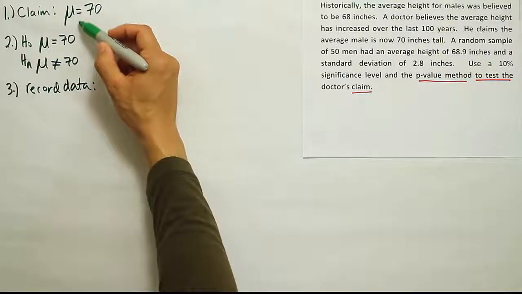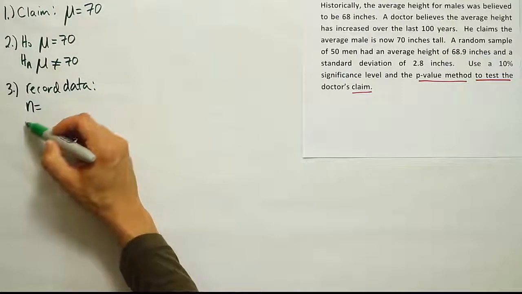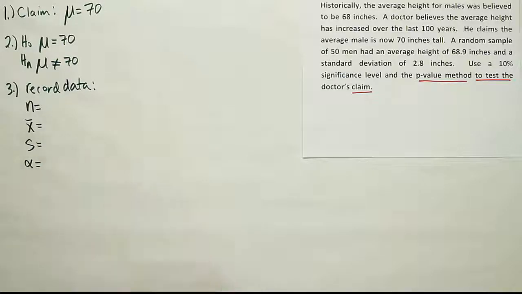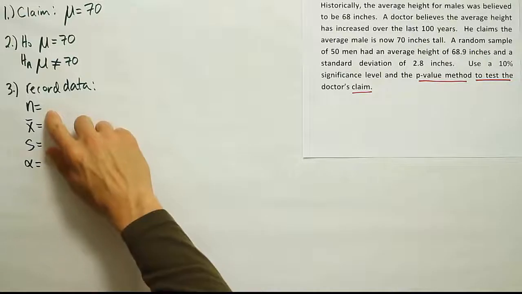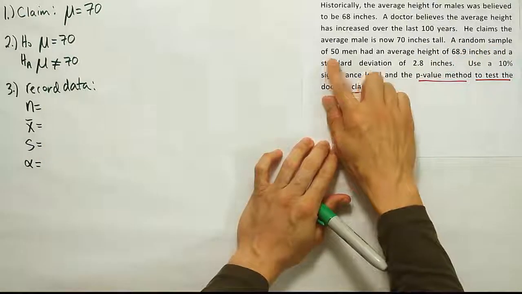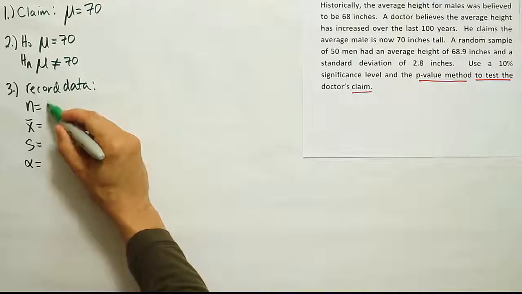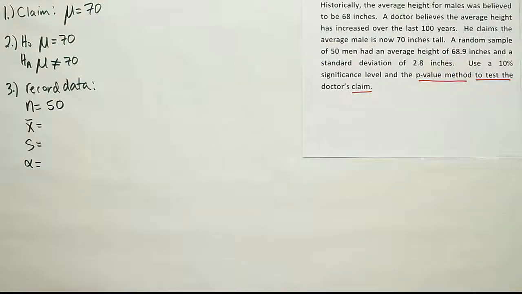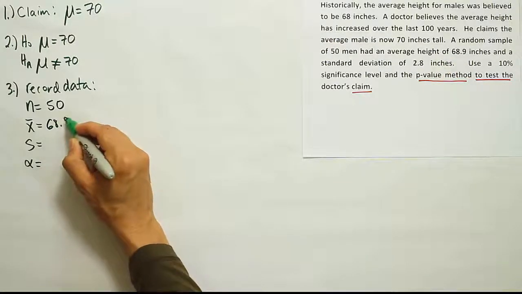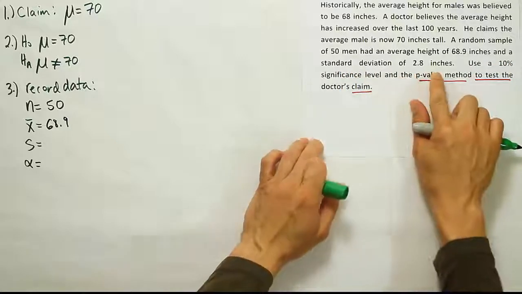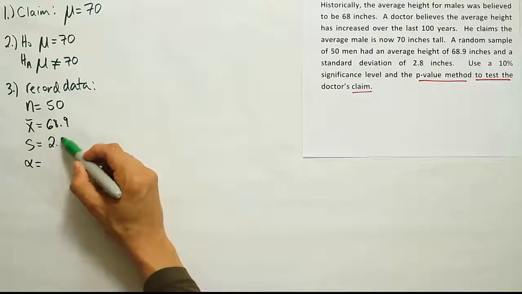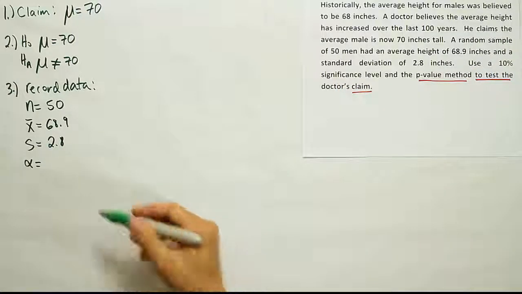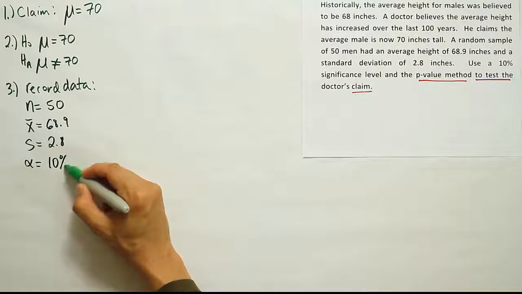For claims that are about the mean, when we test them, we're usually given the information n, x bar, standard deviation, and alpha. Let's find n for this problem. It says a random sample of 50 men, so n is 50. Then it says they had an average height of 68.9 inches, so x bar is 68.9, and a standard deviation of 2.8 inches, so s is 2.8. That's the standard deviation. Then it says use a 10% significance level, so our alpha here is a full 10%.